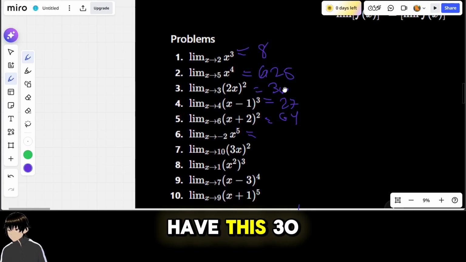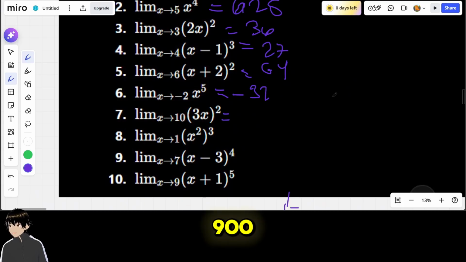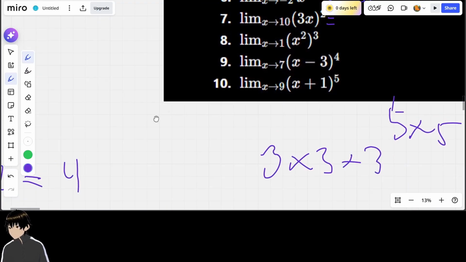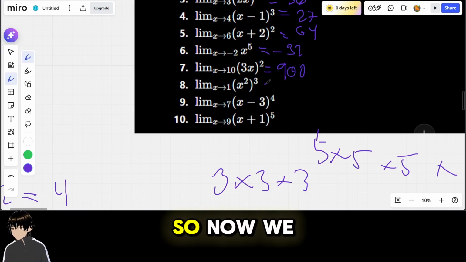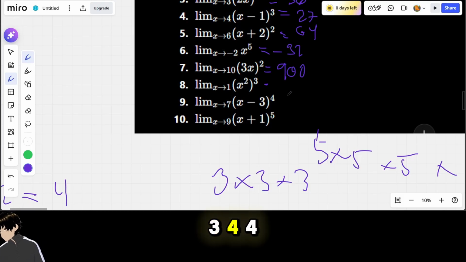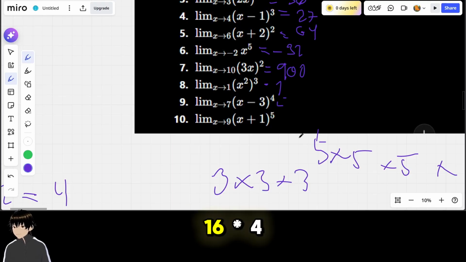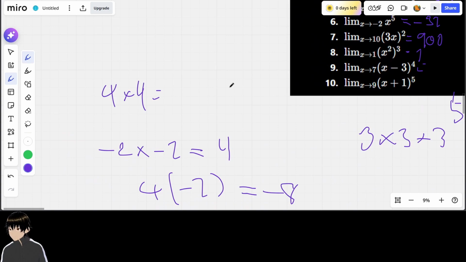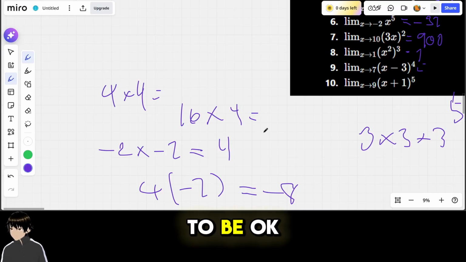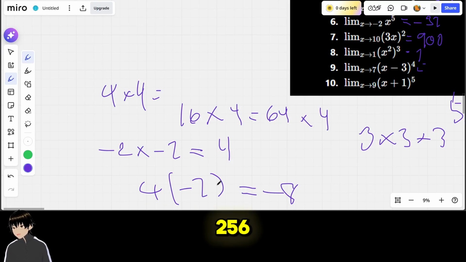So now we have this, 30 times 30. Okay, 30 times 30 is going to be 900. So now we have this, 1 squared. 1 is going to be 1 still. So now we have 7 minus 3, 4, 4 to the 4th power. 4 times 4, 16 times 4, it's going to be 64. Okay, 64 times 4. And that's simply going to be 256.